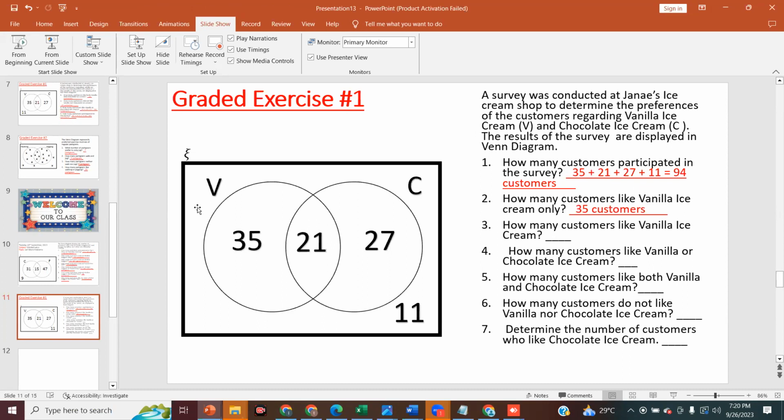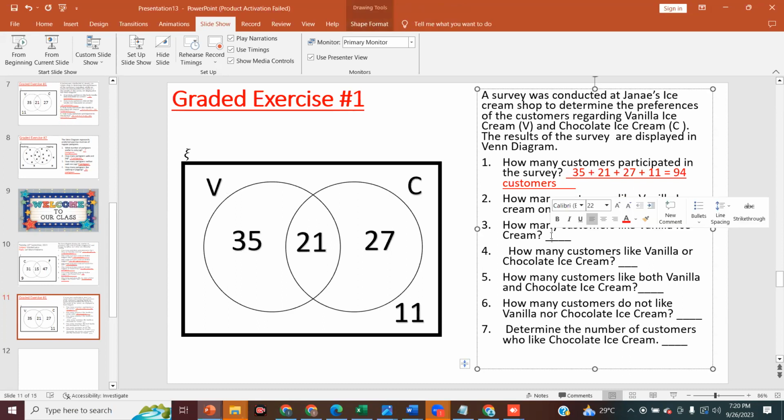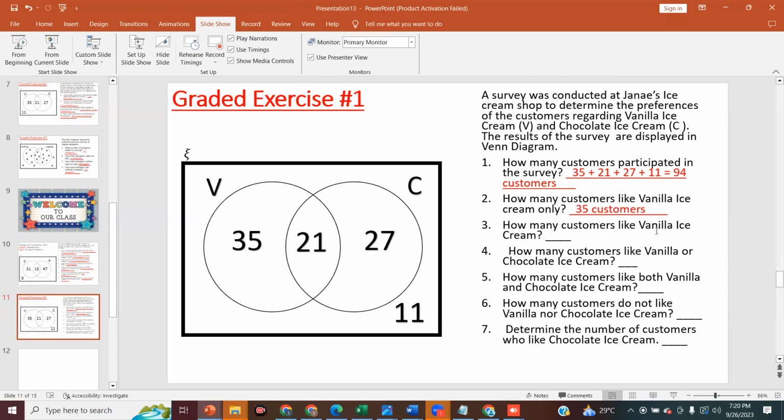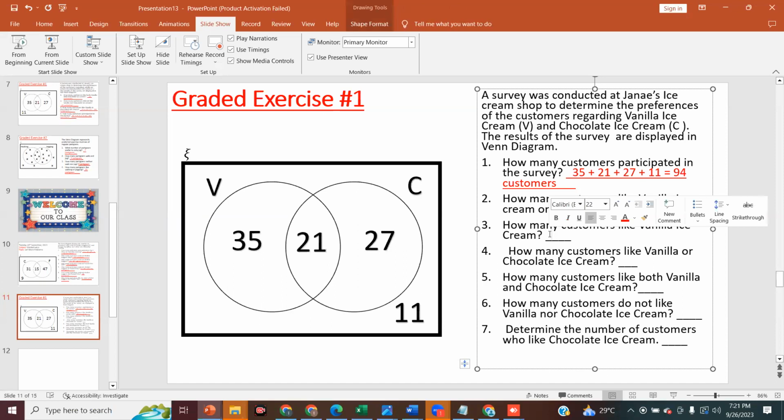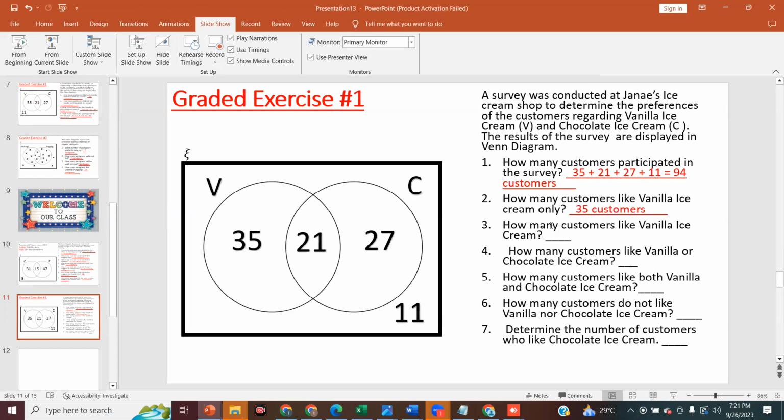All right, and Kendrick, what did you get for number 3? How many customers like vanilla ice cream? 56. How did you get that? Looking back on my notes. So you just based it on what we did for the first one? Yes, sir. All right, so if you look at vanilla, it is 35 plus 21, and that's how we get that. Yeah, 35 plus 21. Very good.